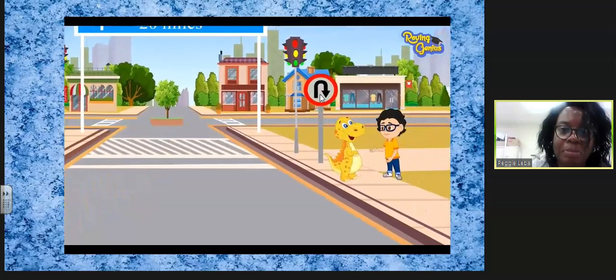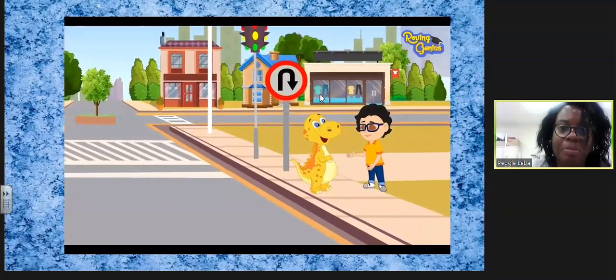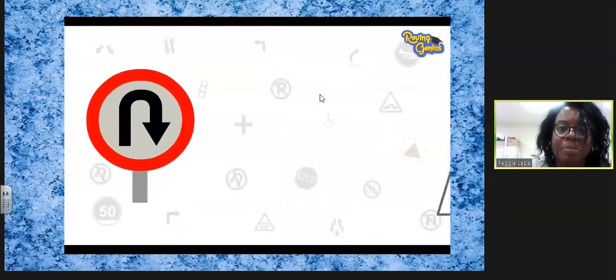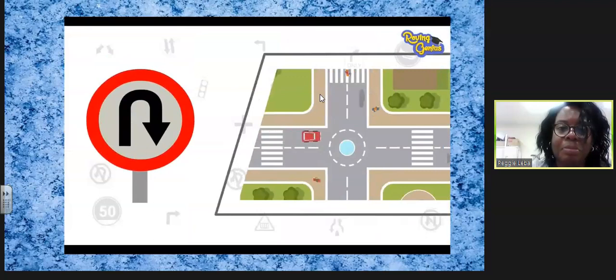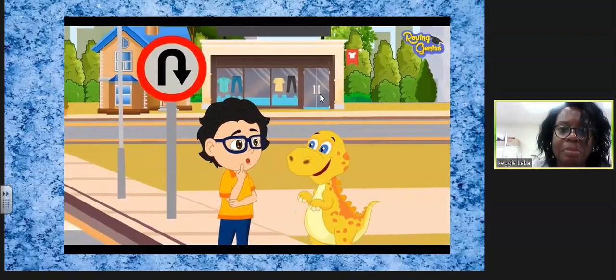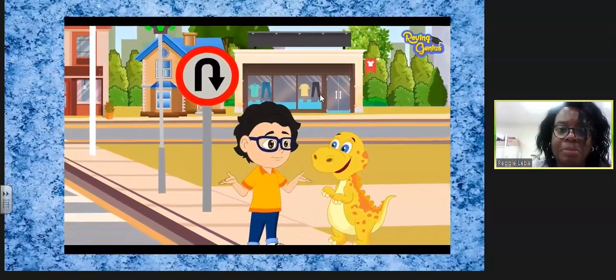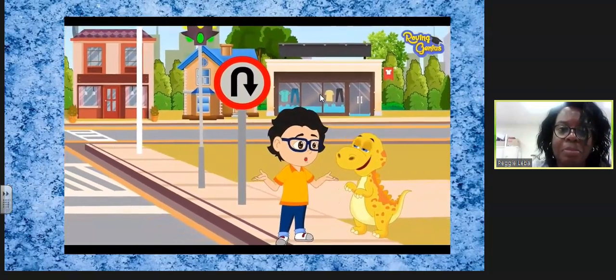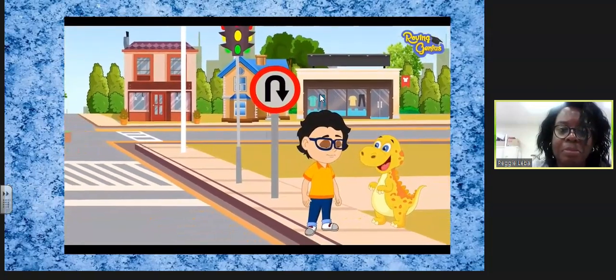I don't understand why that capital U sign is inverted. That's a sign to indicate that you can take a U-turn from here. If there is a strike on it, it indicates you should not take a U-turn. Oh, I get it. What are those lines and the line next to it meant for?